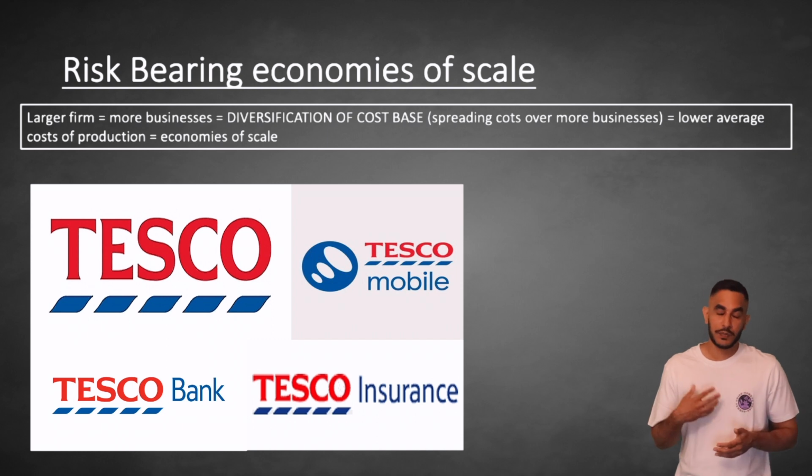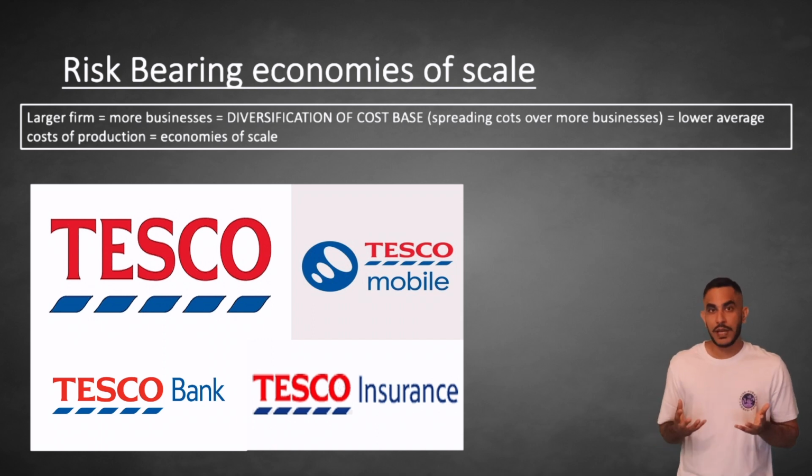An example of this would be Tesco, who now have a banking, mobile and insurance business. Therefore, if the costs rise in their supermarket business, they may be able to reduce costs in their other businesses, thus lowering their average cost of producing their goods and services.